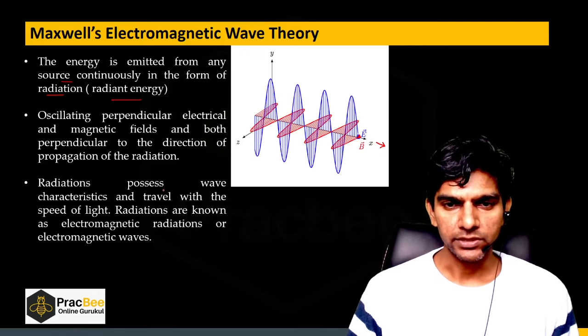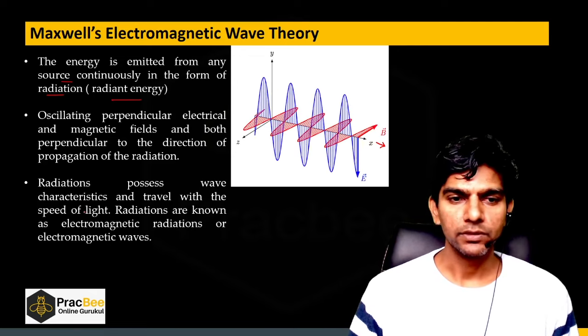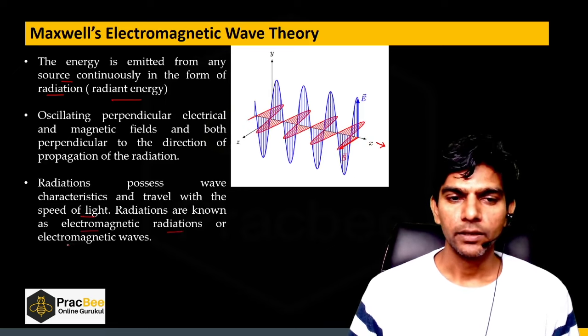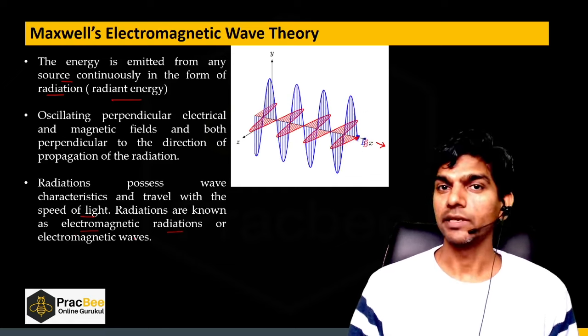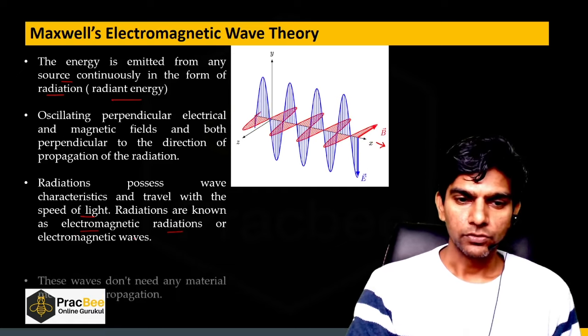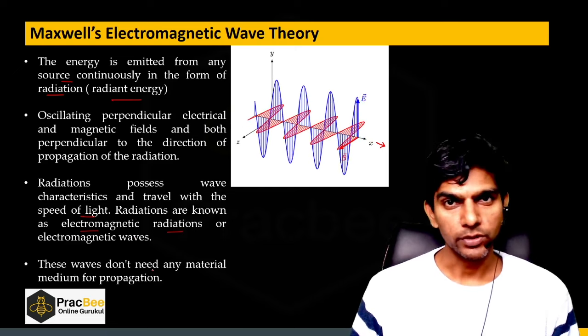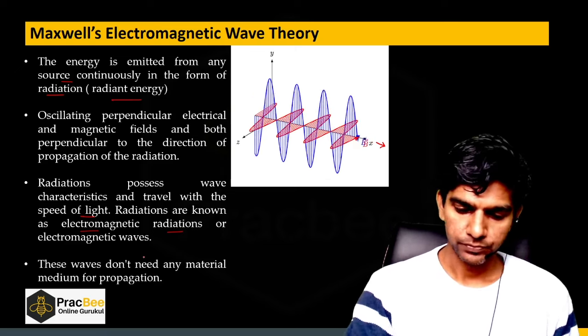The radiation possesses wave characteristics and travels with the speed of light. These radiations are known as electromagnetic radiation or electromagnetic waves. You must have studied this in EM waves, right? The last point about this theory is that these waves do not require any material medium for their propagation. They can travel through vacuum.